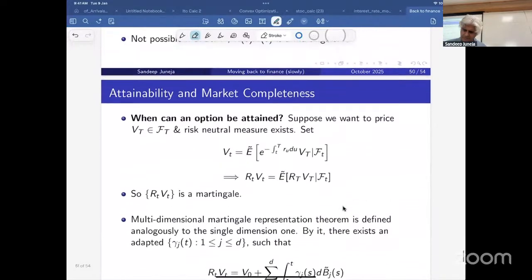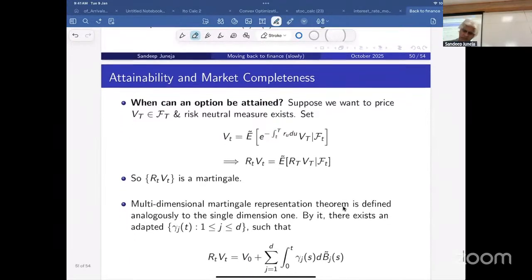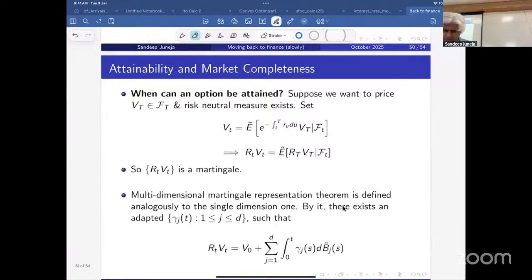Okay. So now that we understand that risk neutral measure implies no arbitrage, and no arbitrage implies risk neutral measure, again we are brushing over technicalities that we will do later. But to the first order, we have everything going correctly. So when can an option be attained? When can we price an option? That still needs to be answered, right? We've talked about how the replicating portfolio is going to be a martingale, but when can we construct a replicating portfolio for a given option? That still remains a question that needs to be answered.